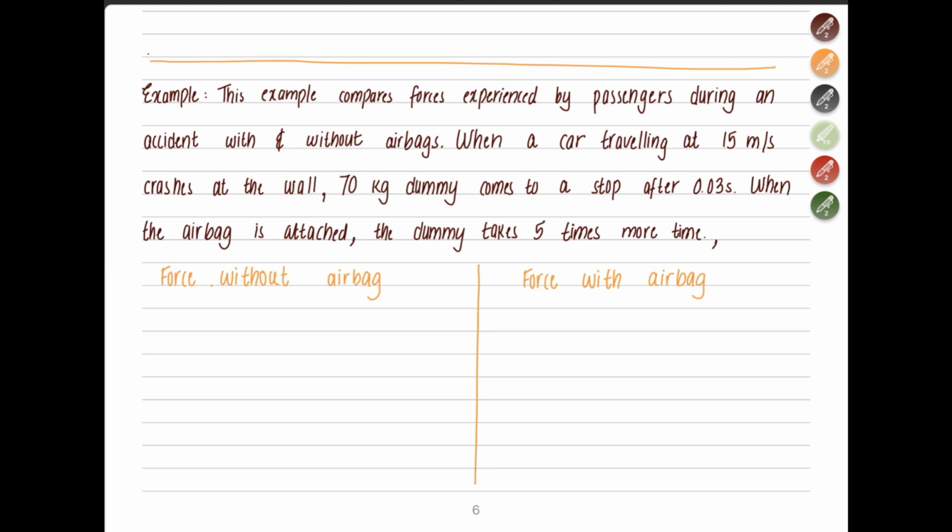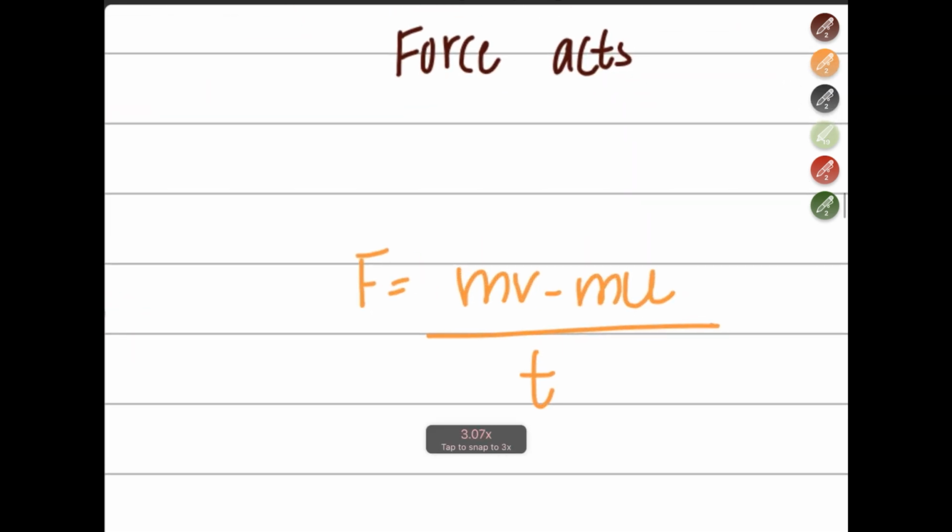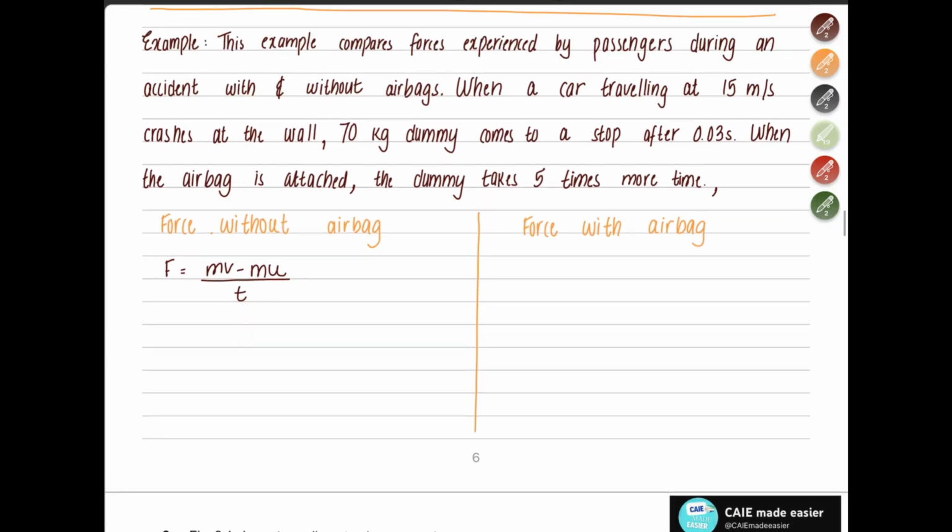Alright, let's try to solve this. The formula for force is (mv minus mu) divided by time, based on the previous equation. What is the mass? The mass is 70 kg, times velocity 15. This is final momentum minus 0, because we don't have any initial speed, it was at rest. Whole divided by time, which is 0.03 seconds. If we calculate it, we'll get 35,000 newtons.